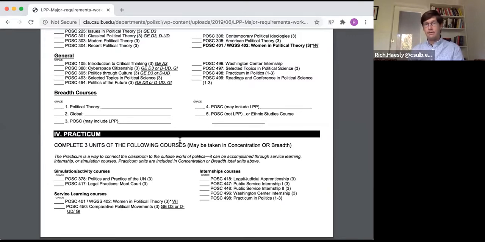So what we're going to ask you to do is to think not simply about political science, but also what other courses might augment your understanding of the political world and make you excited about just the liberal arts education that you're getting here at Cal State Long Beach.